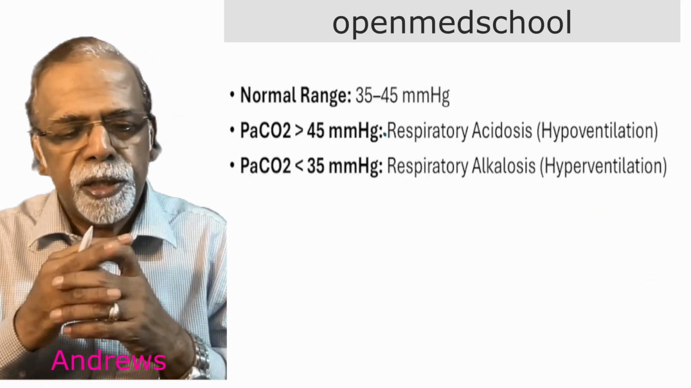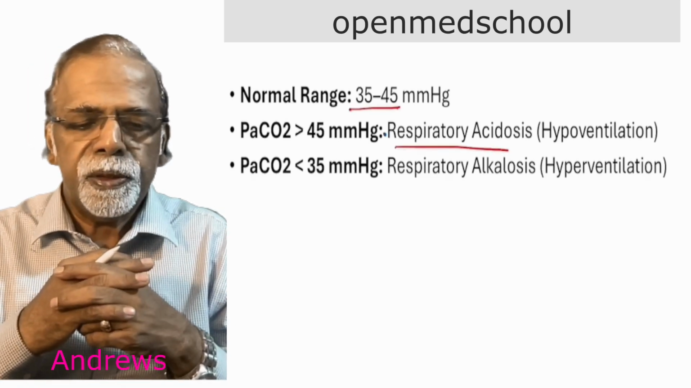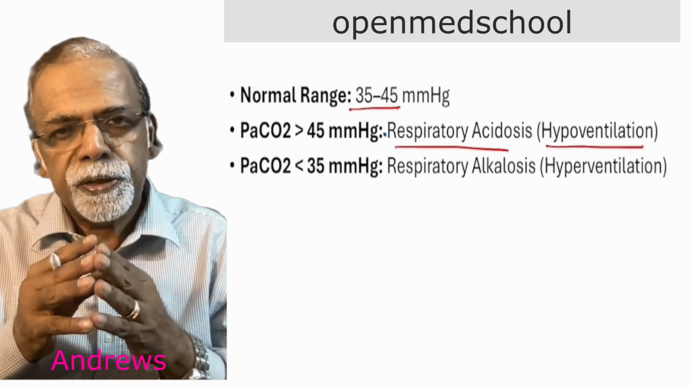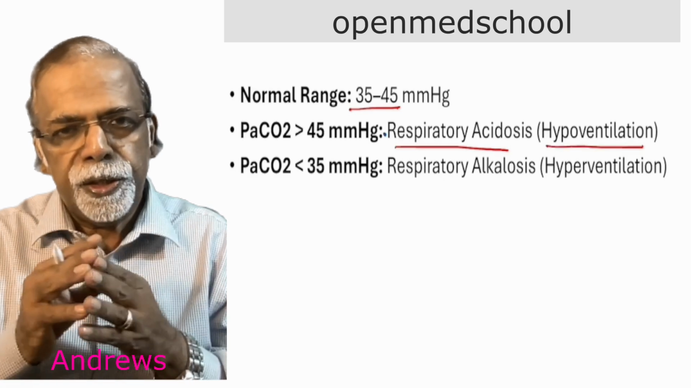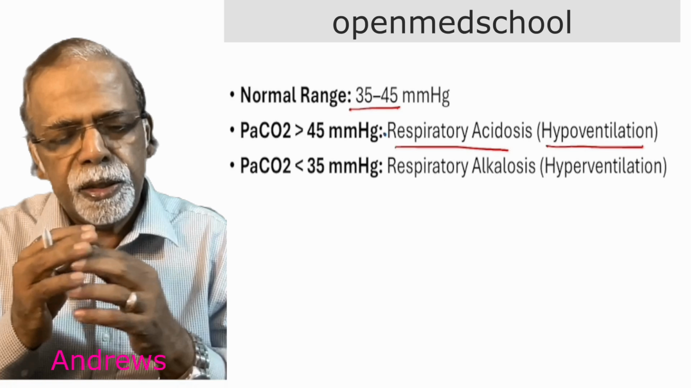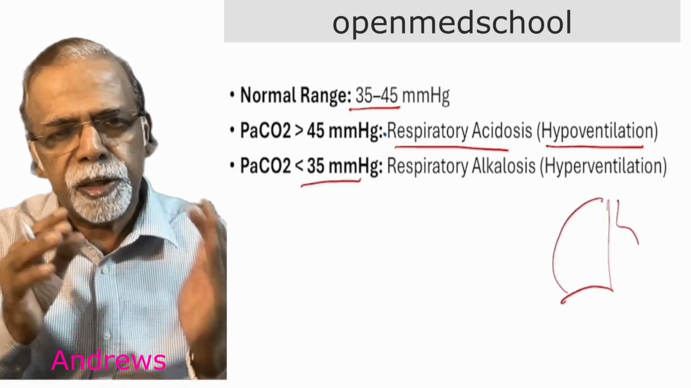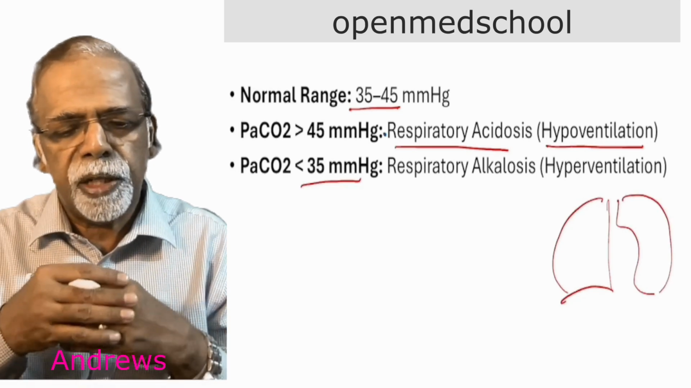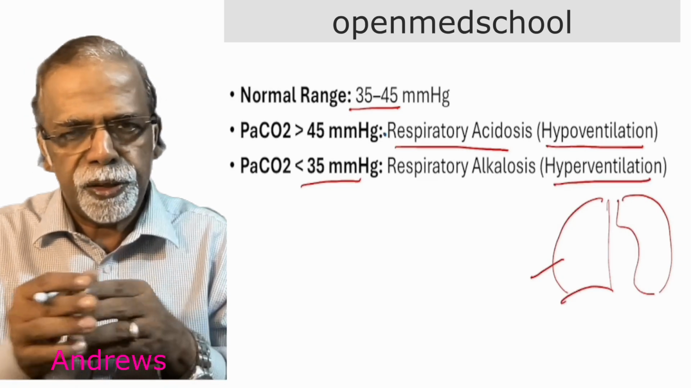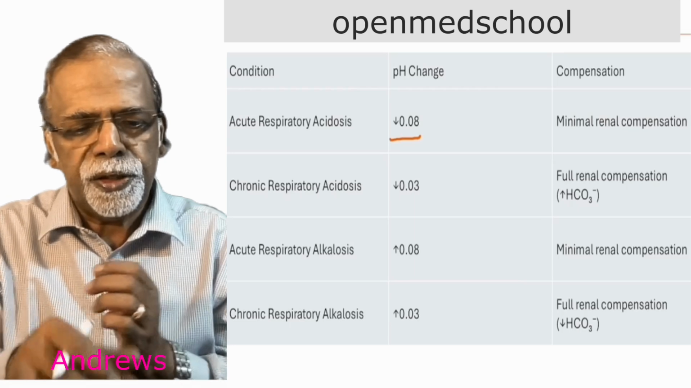The normal range of PaCO2 is 35 to 45. When it is more than 45, it is respiratory acidosis because carbon dioxide is an acid, and it indicates hypoventilation. So carbon dioxide is a measure of ventilation. Next, when the carbon dioxide is less than 35, that means the lungs are washing out the carbon dioxide. So respiratory alkalosis indicates hyperventilation. So carbon dioxide is a measure of the ventilation.